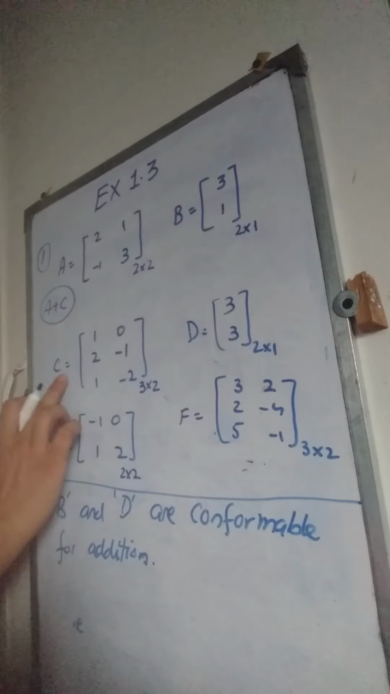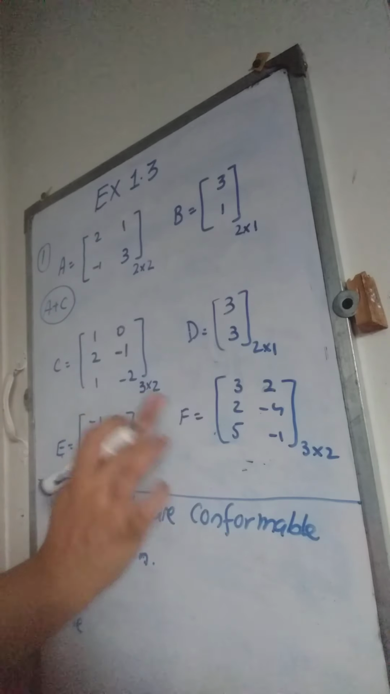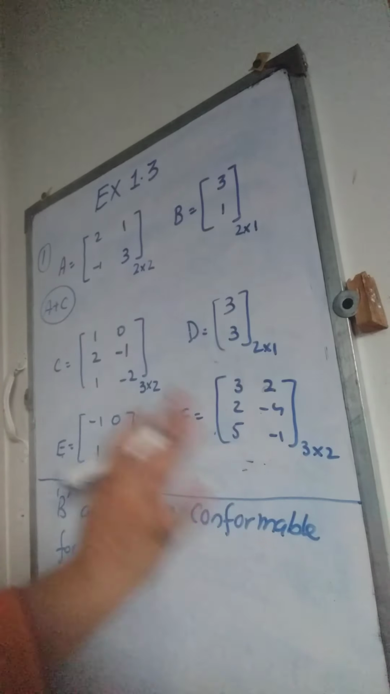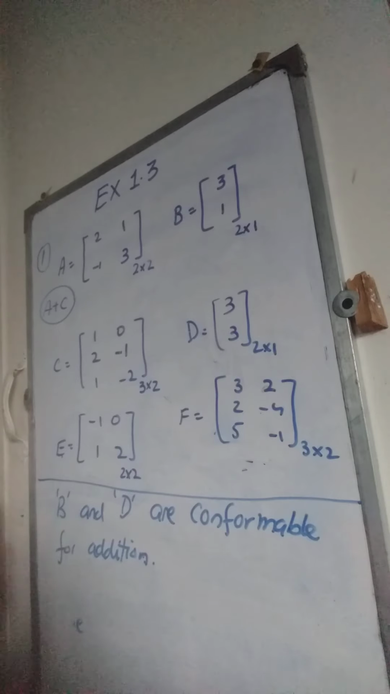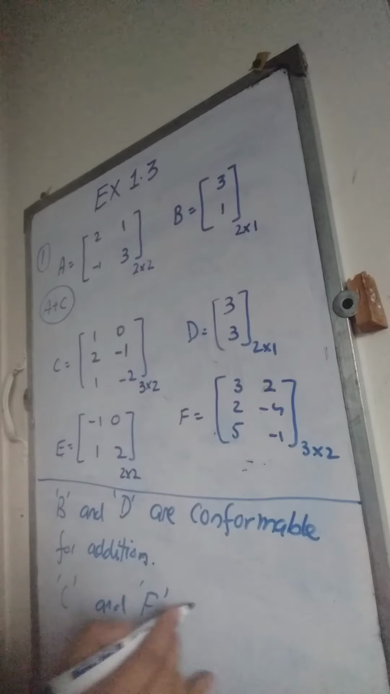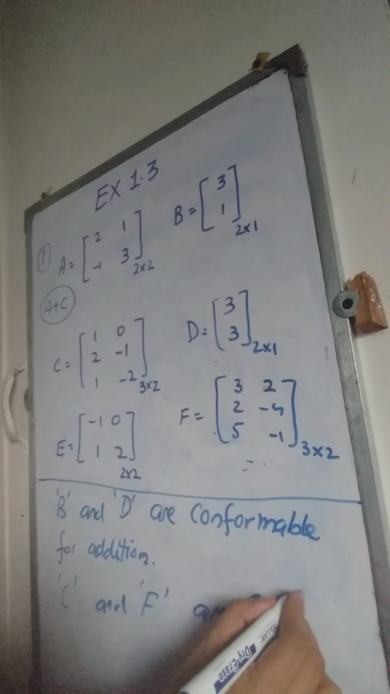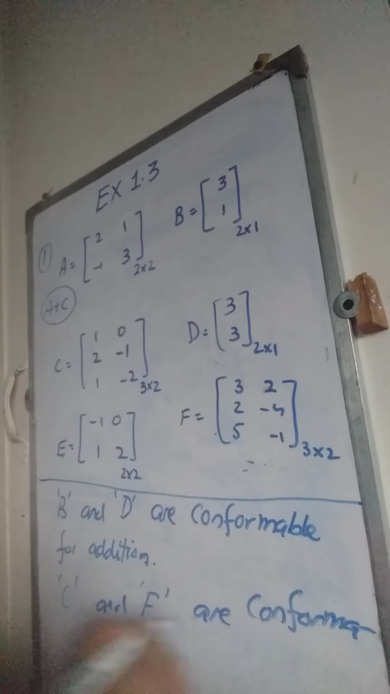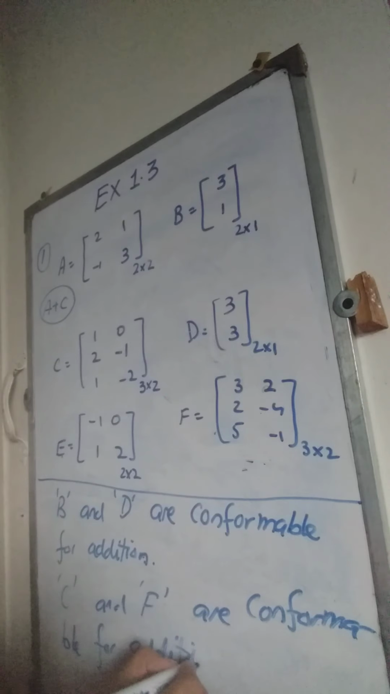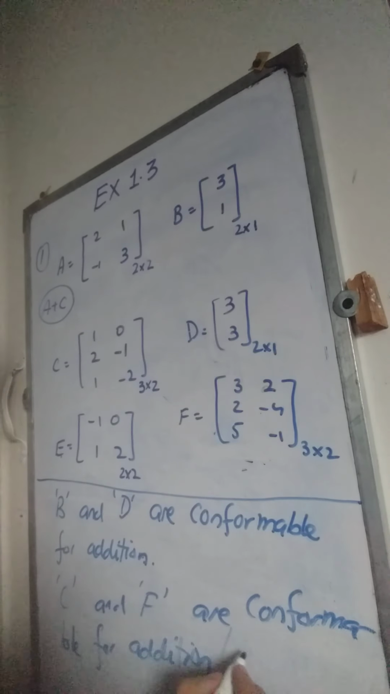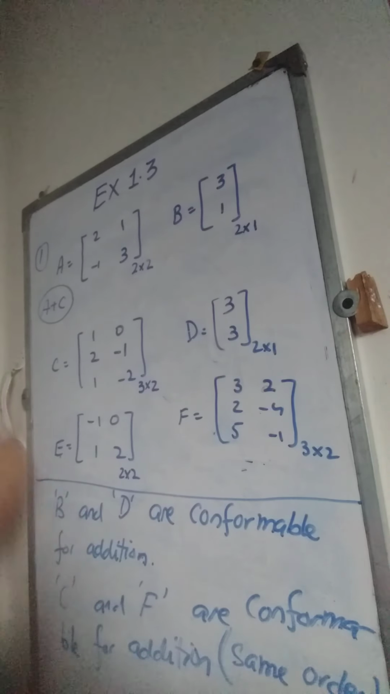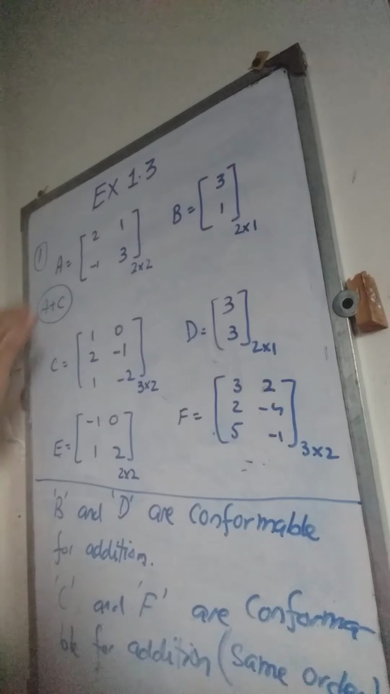Similarly, the order of C is 3 by 2. Order of E is 2 by 2. We can't add these two. We can add C to F because they have the same order. So C and F are conformable for addition because they have the same order. Okay, so you just have to see which two matrices have the same order.